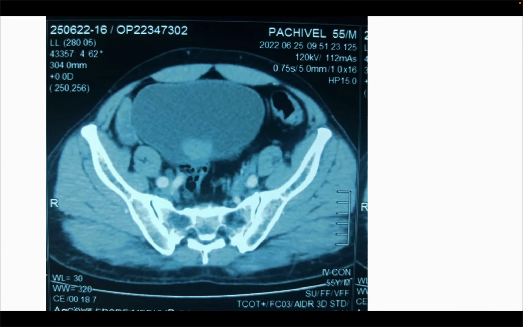Perivesical and hypogastric, obturator, external. Where? What structures are guiding you? Along the external iliac arteries. So along the vessels, you would look for it, and if there are any obvious mass nodes.